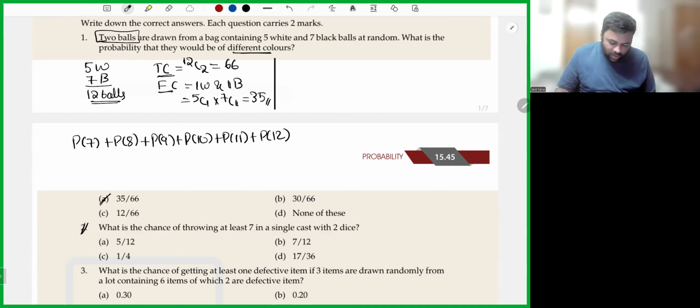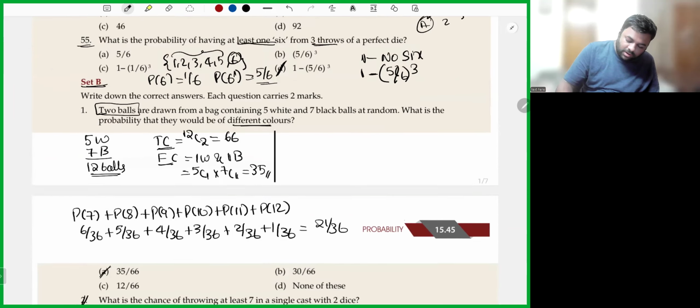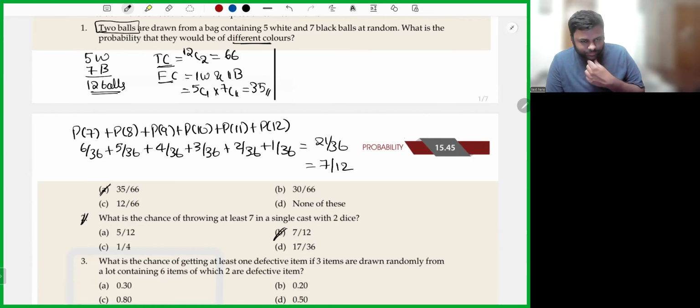That's also fine. In how many cases you will get sum as 7? 6 by 36. Sum as 8? 5 by 36. 4 by 36. 3 by 36. 2 by 36. 1 by 36. 15 plus 6, 21 by 36. So what is 21 by 36? 3 7s, 3 12s. So answer is 7 by 12. Okay, simple sum. Next.